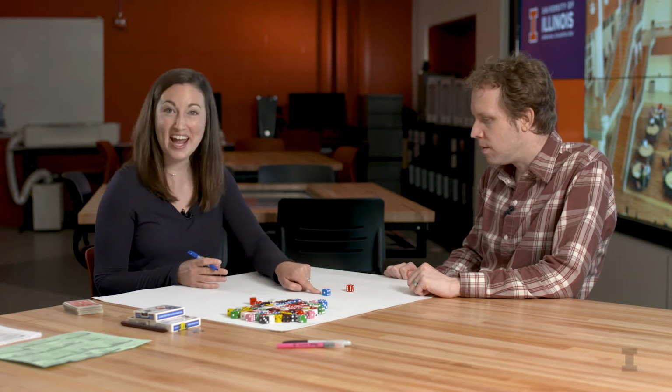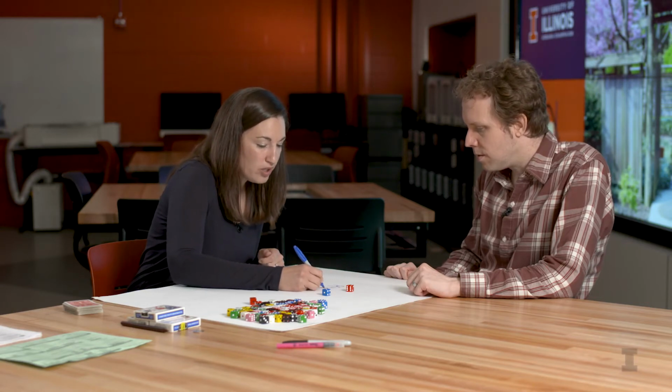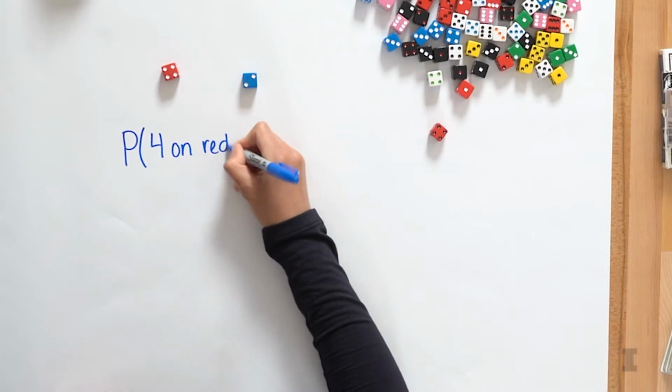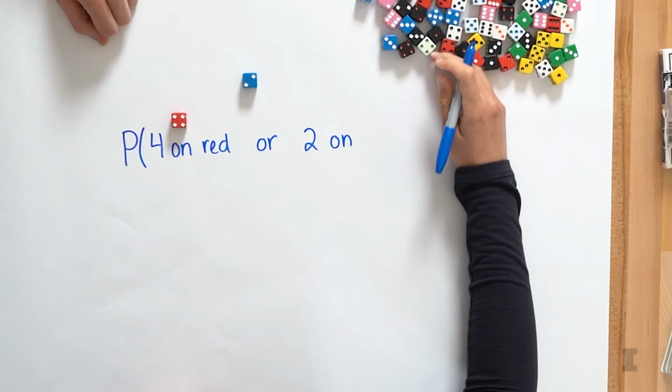So we ask almost every student we teach, what is the probability of rolling two dice and getting the red die being the 4 or the blue die being a 2? So I'm going to go ahead and write this out. We know about the multiplication rule. The multiplication rule says what's the probability of getting a 4 on the red die and a 2 on the blue die. But now we're specifically looking at "or". So what is the probability that we get a 4 on red or a 2 on blue?